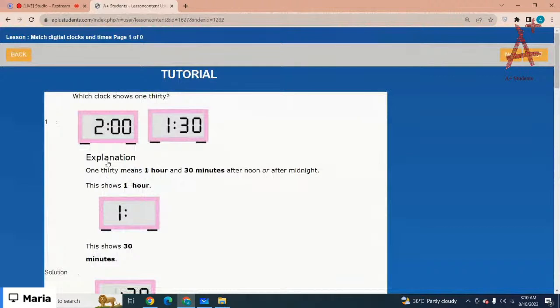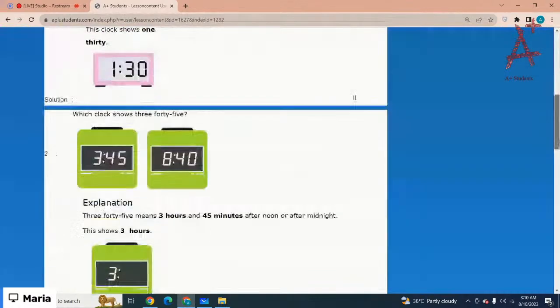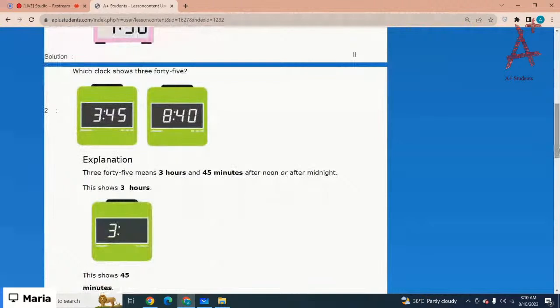Okay, which clock shows 1:30, right? So which is the correct option? 1:30 means you have 1 hour and 30 minutes, right? After the noon or after midnight. So you can write it as 1 hour and 30 minutes, right? The first one always represents the hours and the second one represents the minutes. Okay, which clock shows 3:45? Which is the correct option?